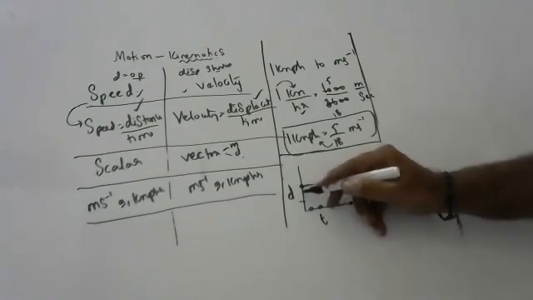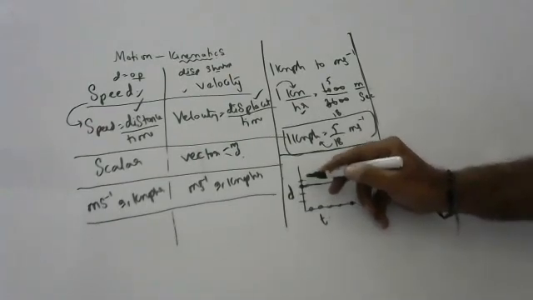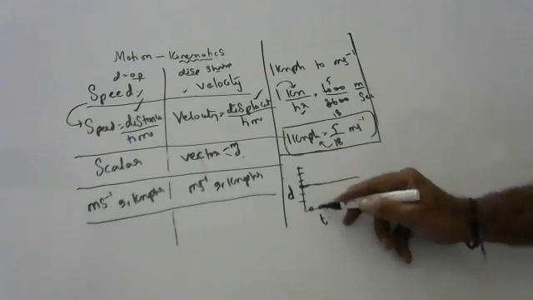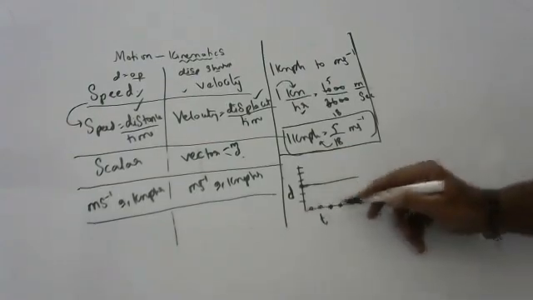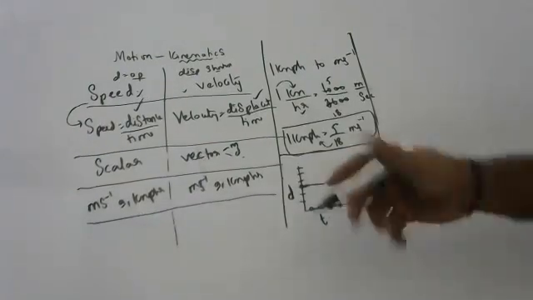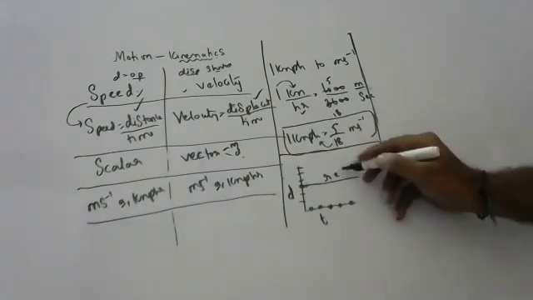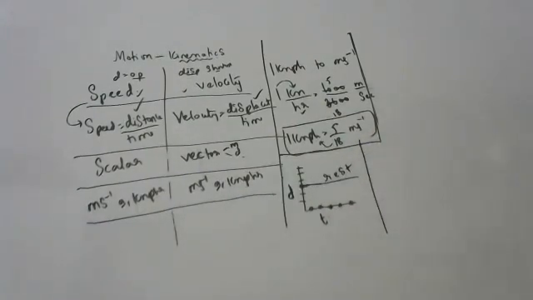This is 1 kilometer, this is 2 kilometers, this is 3, 4, 5 kilometers. Time is going on, children, but distance is the same. Distance same means it is not moving. So this indicates rest. Body is at rest.